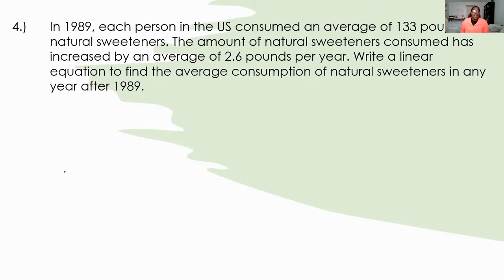So now, in 1989, some of you guys probably weren't even a thought, each person in the US consumes an average of 133 pounds of natural sweeteners. The amount of natural sweeteners consumed has increased by an average of 2.6 pounds per year. Write a linear equation to find the average consumption of natural sweeteners after the year after 1989.